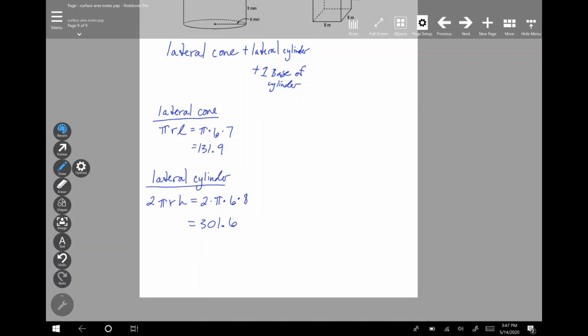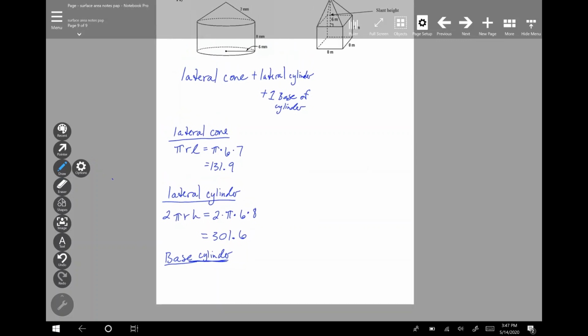Okay, and then the base of the cylinder. Remember, the base for your cylinder is a circle. That's why it's called a cylinder, because it's got a circular base, and there's 2 of them. It's just pi r squared. So pi times 6 squared. And so that's 113.1.